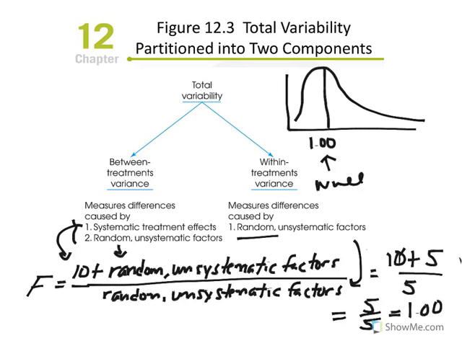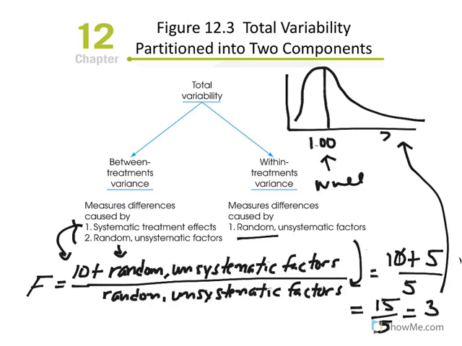And our new F ratio is equal to 15 over 5, and we get an F ratio equal to 3. So that would be somewhere over here, 3.00. And this should give you a good sense as to why the distribution is positively skewed.